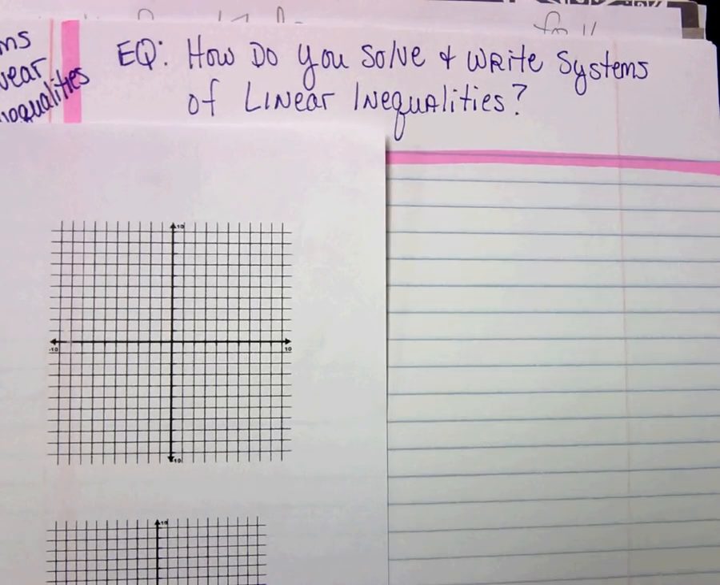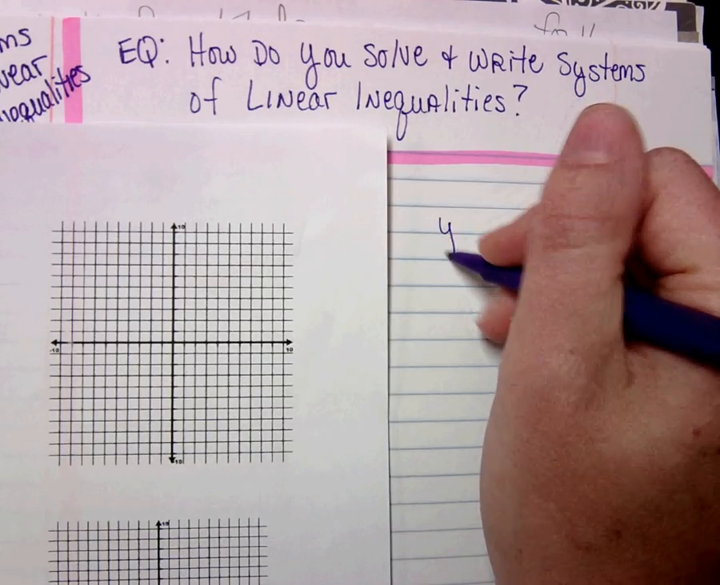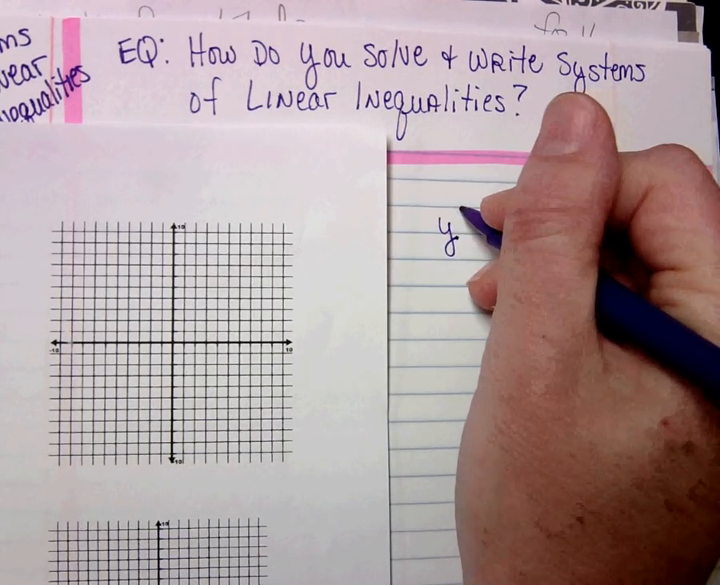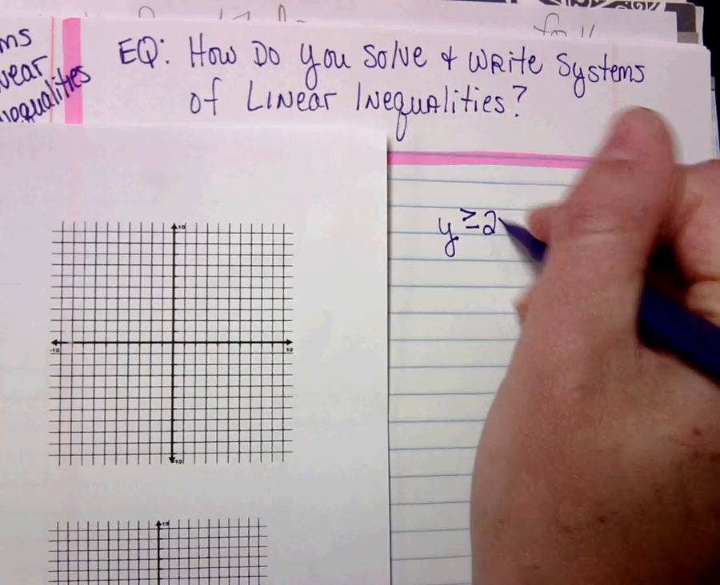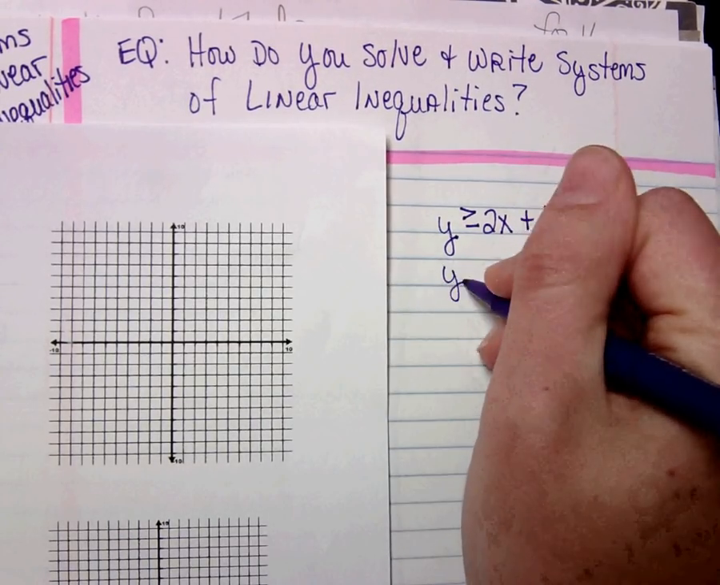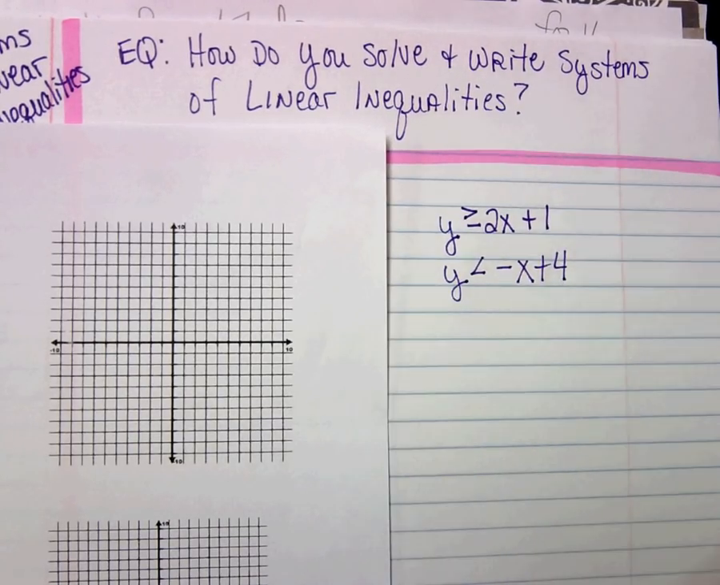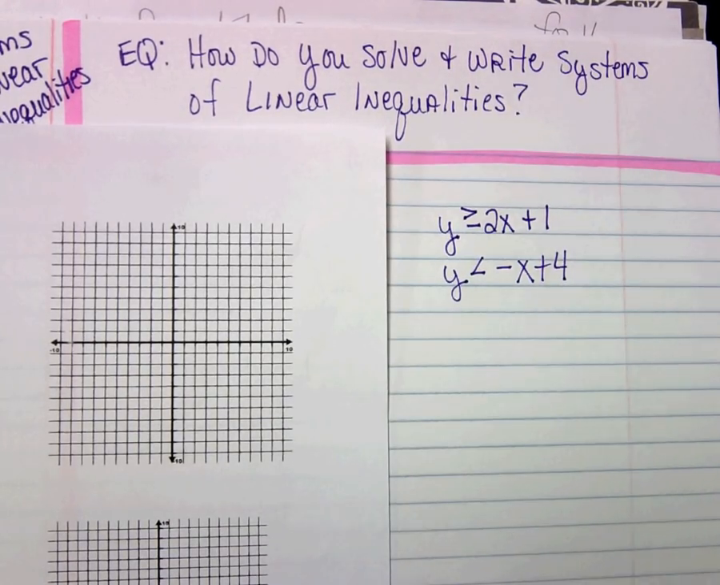Now you have a few graphs to look at. The first system I want us to look at is y is greater than or equal to 2x plus 1, and y is less than negative x plus 4. Just like we did before, we're going to graph each of those inequalities, but we're going to graph them on the same coordinate plane.